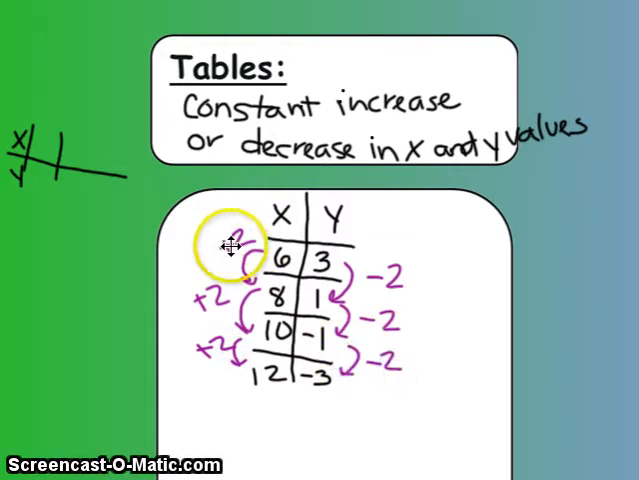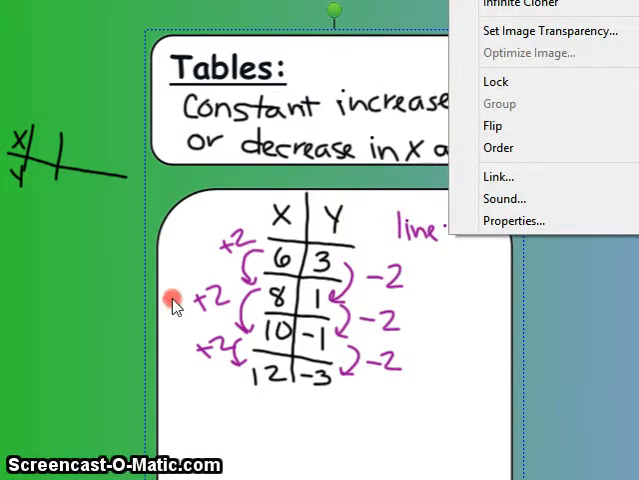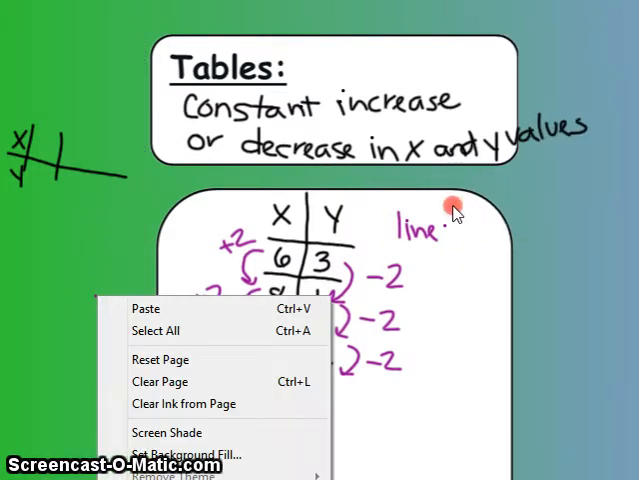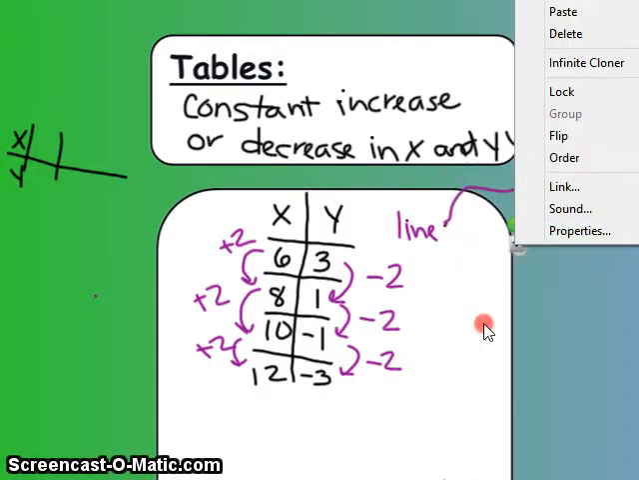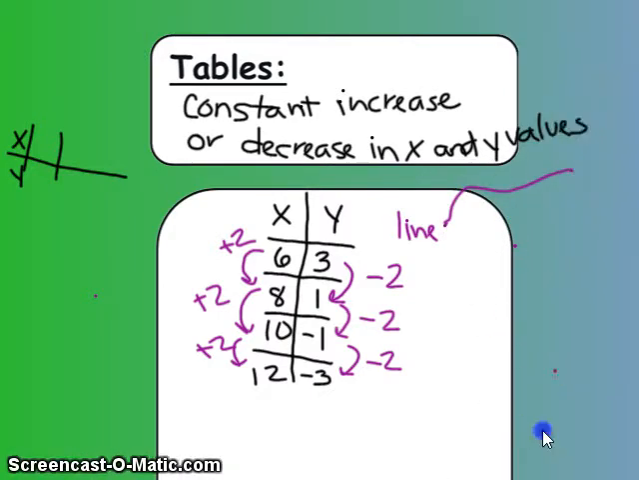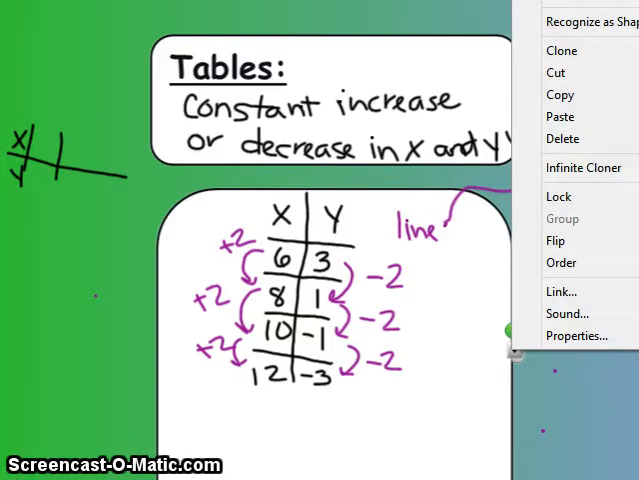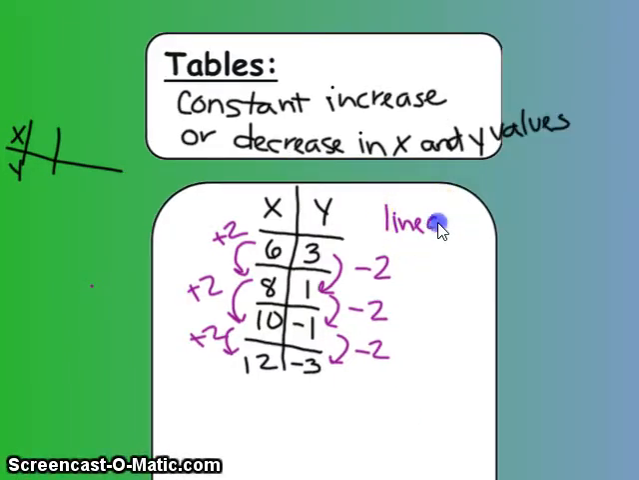So since every time we add 2 to the x, we subtract 2 to the y, we add 2 to the x, we subtract 2 to the y, we add 2 to the x, we subtract 2 to the y. That creates a linear function. So it's linear. Sorry, my pen kind of freaked out there. Alright, we have two more tables here.